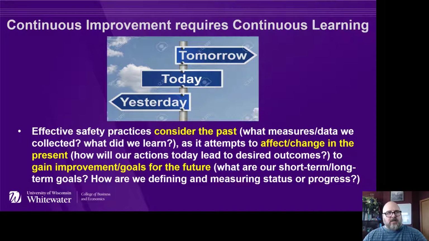Did we get what we expected? If we did, okay, so let's keep going. If we didn't, then what are we going to try and change today in order to measure something in the future? So I call it yesterday, today, tomorrow safety. So consider the past, affect change in the present, and then gain improvement goals for the future. And that is a continuous improvement cycle.